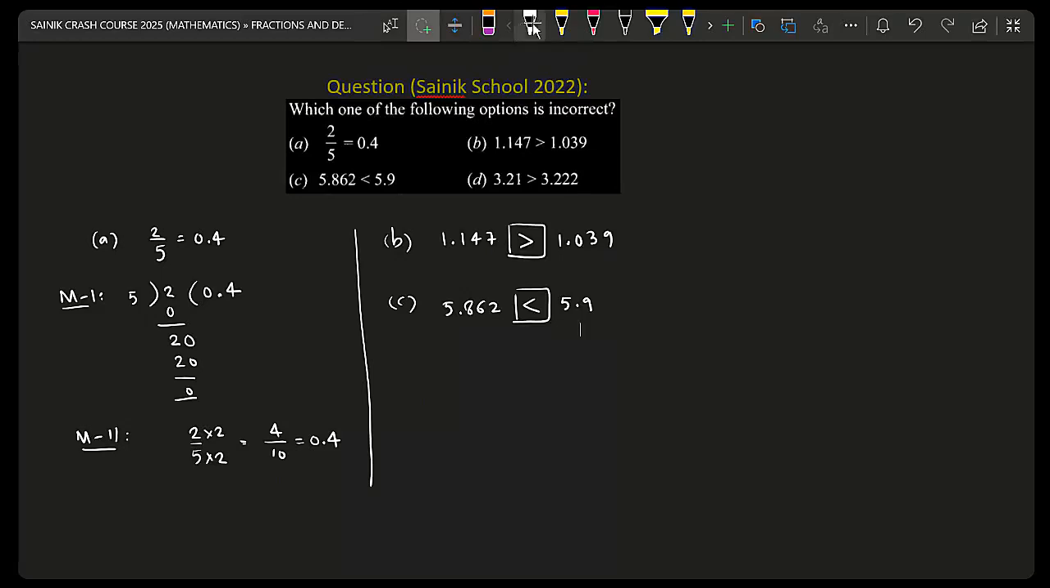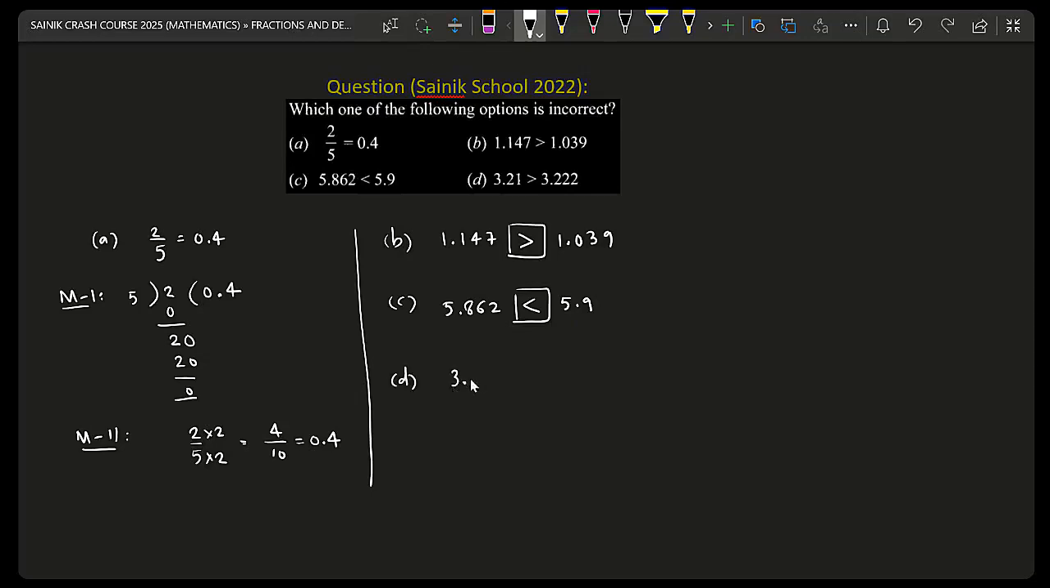So if you want, you can write zeros also here. Sir, 862 is smaller than 900, right? But without writing zeros also, we can compare. See, compare like this, tens place and tens place, 8 and 9. 8 is smaller than 9. Only compare one place. Don't think about 862. Okay, sir. Correct or wrong? Sir, correct. Now option D.